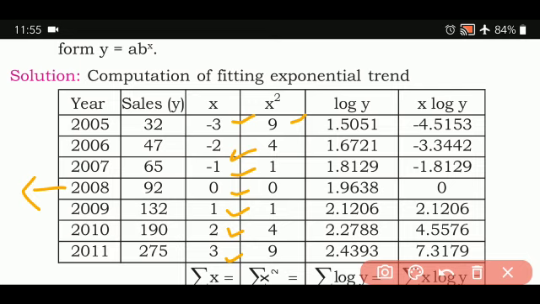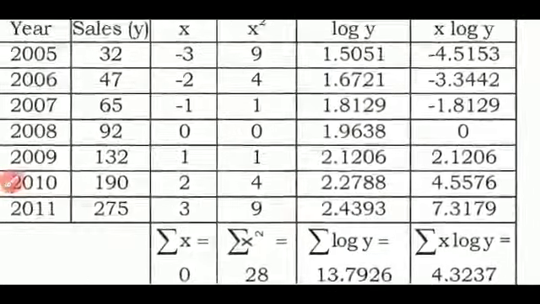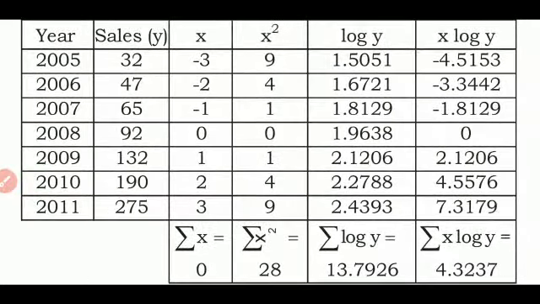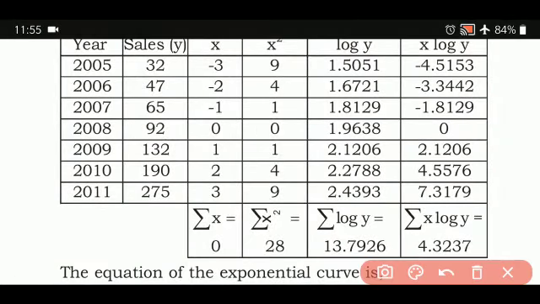-2 into -2 is 4. -1 into -1 is 1. Then the next values are 0, 1, 4 and 9. And the total of that is going to be summation x square is equal to 28.